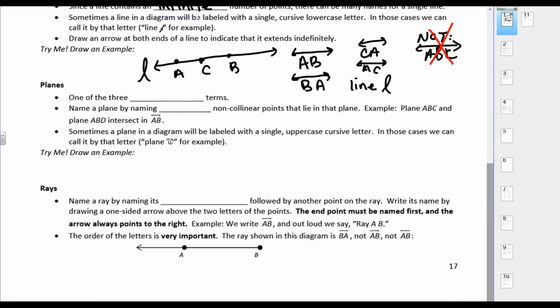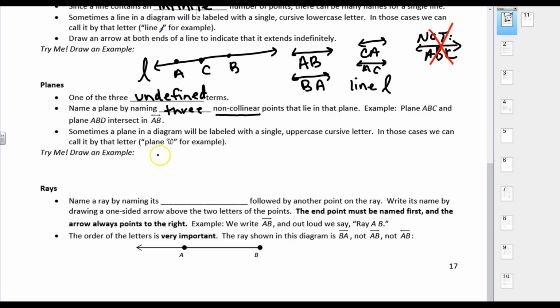All right, planes are our last of our three undefined terms. And we name a plane by naming 3 non-collinear points that lie in that plane. That word non-collinear is really important. That means not on the same line.